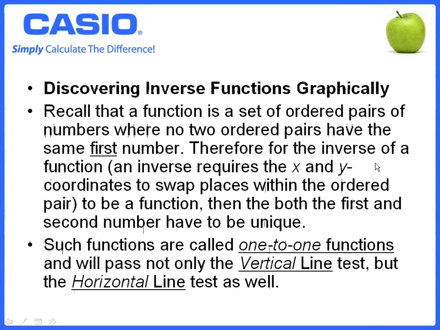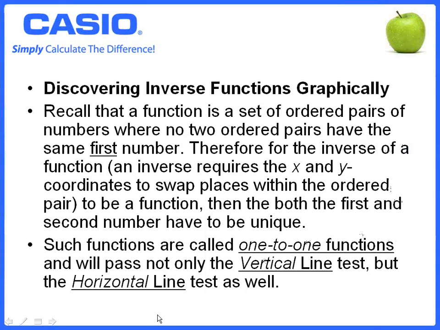Now we're going to look at discovering inverse functions graphically. Recall that a function is a set of ordered pairs of numbers where no 2 ordered pairs have the same first number. Therefore, an inverse requires the x and y coordinates to swap places within the ordered pair. To be a function, then both the first and second number have to be unique. Such functions are called one-to-one functions, and will pass not only the vertical line test but the horizontal line test as well.